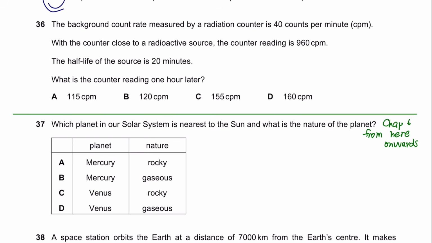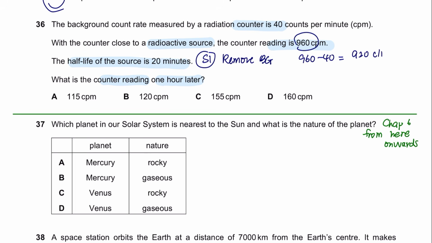Question 36. The background count rate measured by a radiation counter is 40 counts per minute. With the counter close to the radioactive source, the counter reading is 960 counts per minute. The half-life is 20 minutes. What is the counter reading 1 hour later? So remember, your step 1 is always to remove your background radiation. So 960 minus 40 would give us 920 counts per minute.